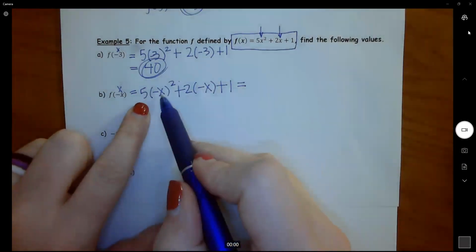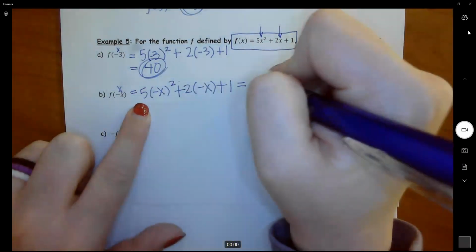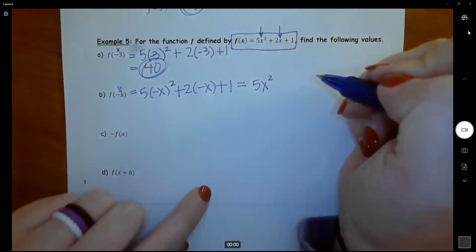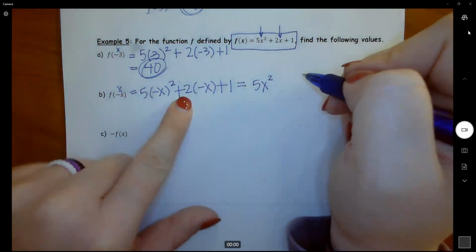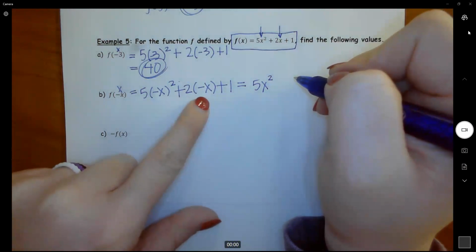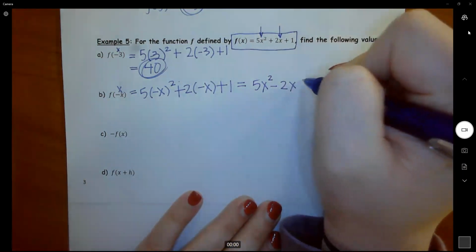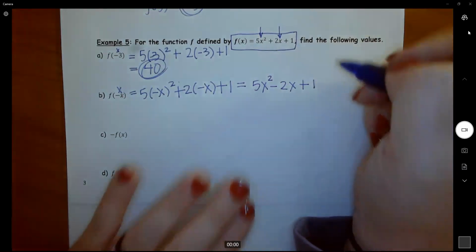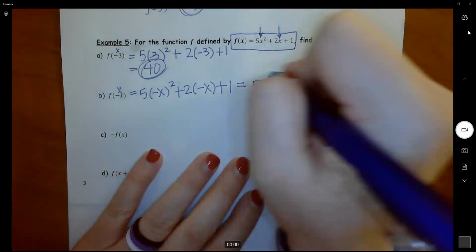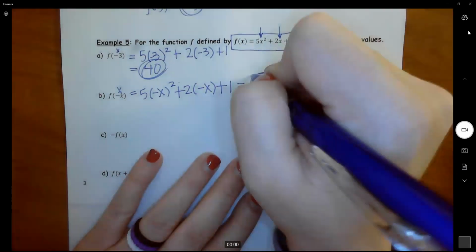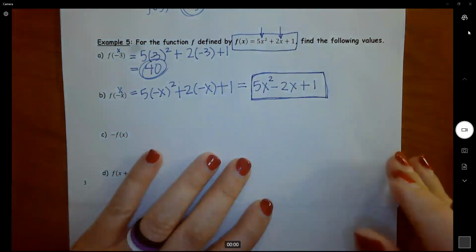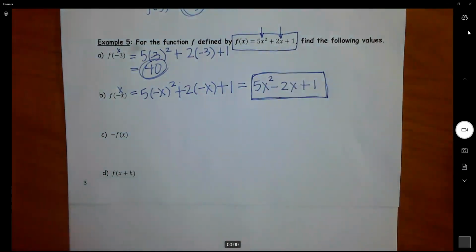-x squared, well, negative times negative is positive, so this becomes 5x squared. Positive 2 times a -x, positive times negative becomes negative, so this is a -2x. And then I can bring over my plus 1. Now I have no like terms to begin with, and so that's my final answer.